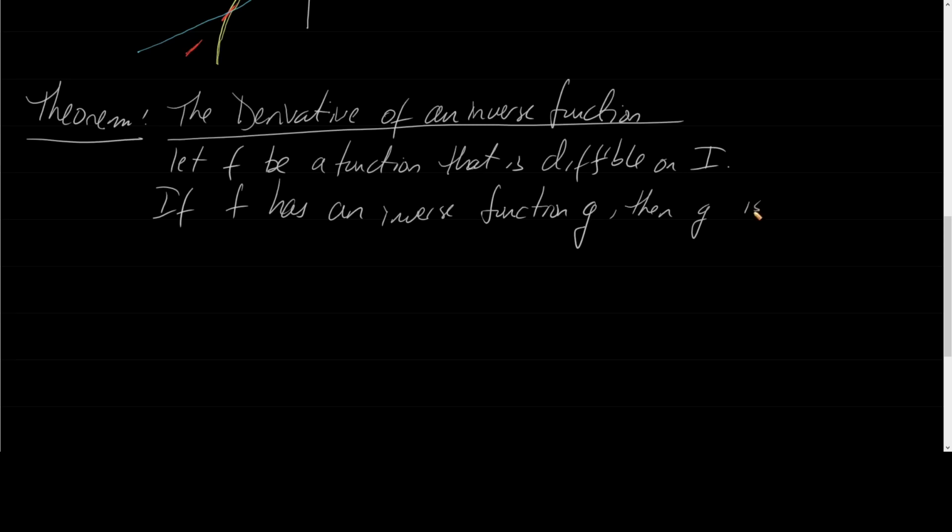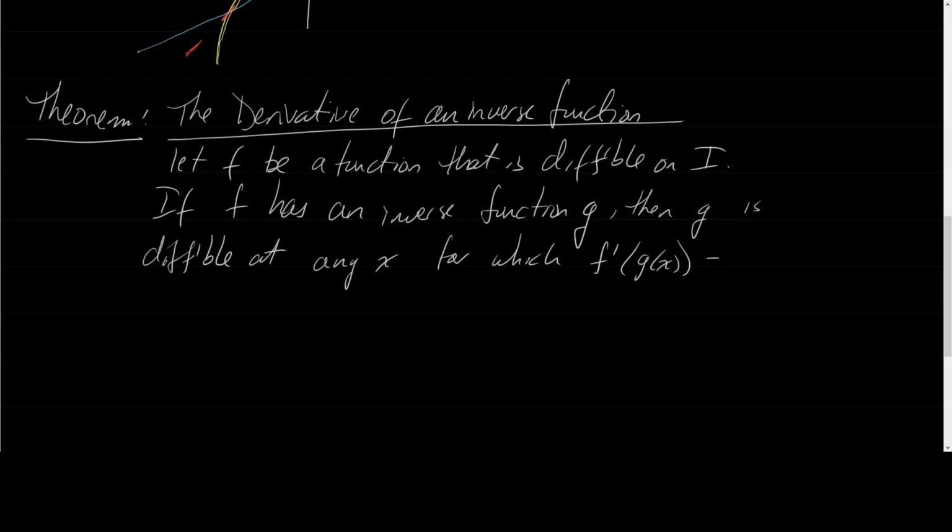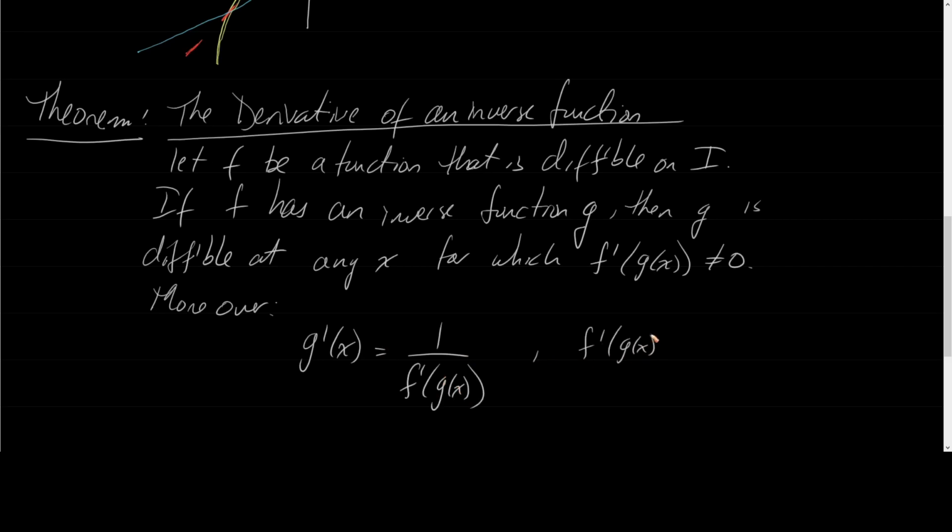then g is differentiable at any x for which f prime of g of x is not equal to 0, all right? Moreover, g prime of x is 1 over f prime of g of x, right? And again, that's as long as f prime of g of x is not equal to 0, all right?